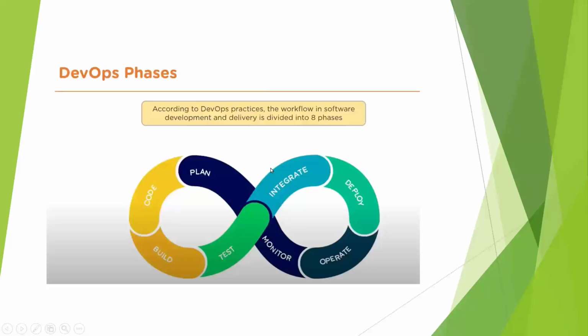So there are different phases in DevOps. What are those phases? It will start from the planning. If you take any project, it will start from the planning stage. Once the planning is done, basically the requirement gathering and what tools to use, when to release, all those things are in the planning stage. Then that will be given to the coding team. Once coding is done, it will be given to the build team.